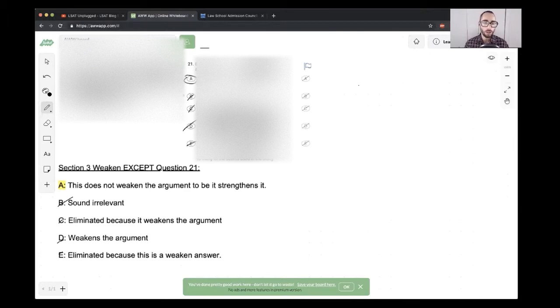So you got the answer right, but I think it's important to really try to articulate them. And of course, in this case, B is not really irrelevant. If A is the one that does not weaken, then B must weaken in some way. And so it's important to figure out why it weakens.